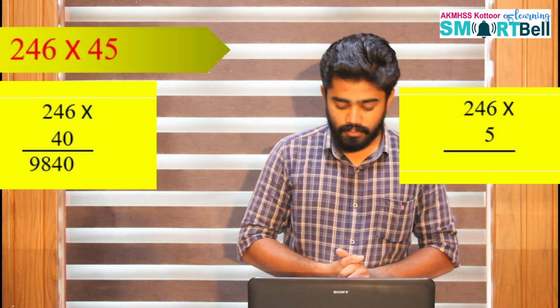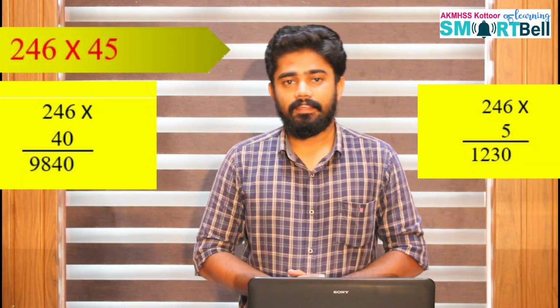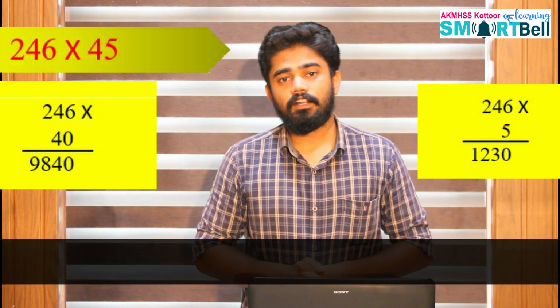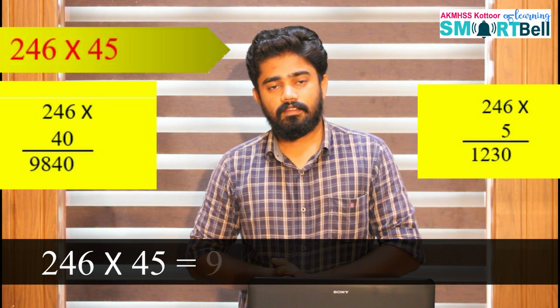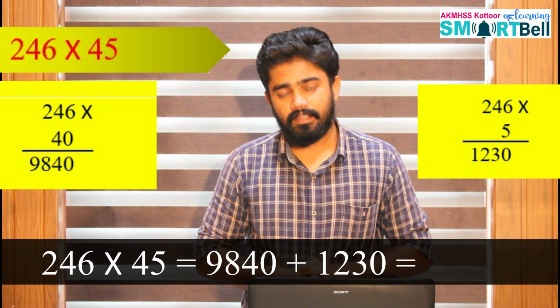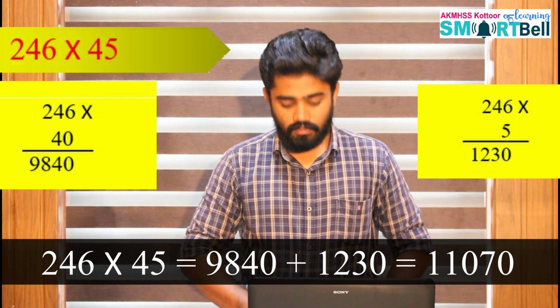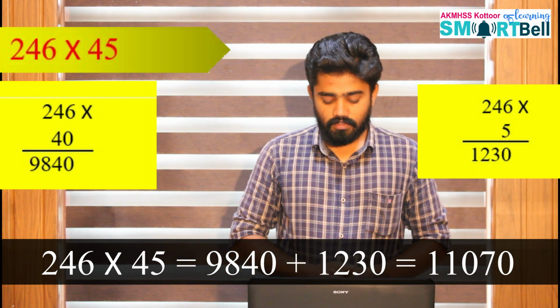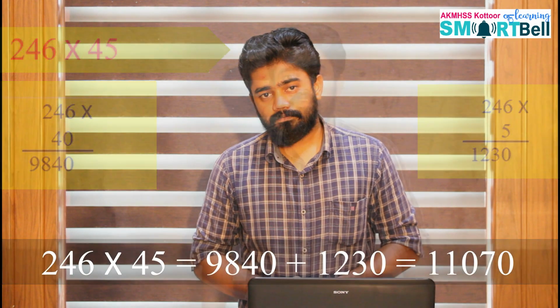246 into 5 is equal to 1230. So the final answer of 246 into 45 is, yeah, just add 9840 and 1230, and it results in 11,070.